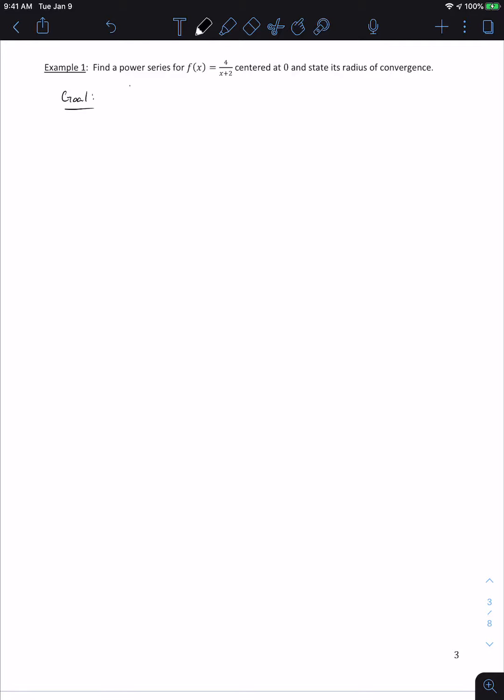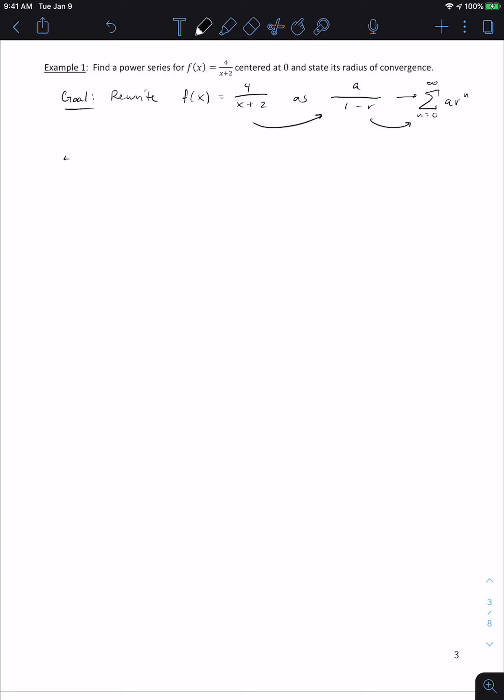just like before, we want to rewrite f of x equals 4 over x plus 2 as a over 1 minus r, and then we use our formula to write it as the series that looks like this, right? So that's the game plan. Go from here to here, and then from there to there, right, with known formulas.